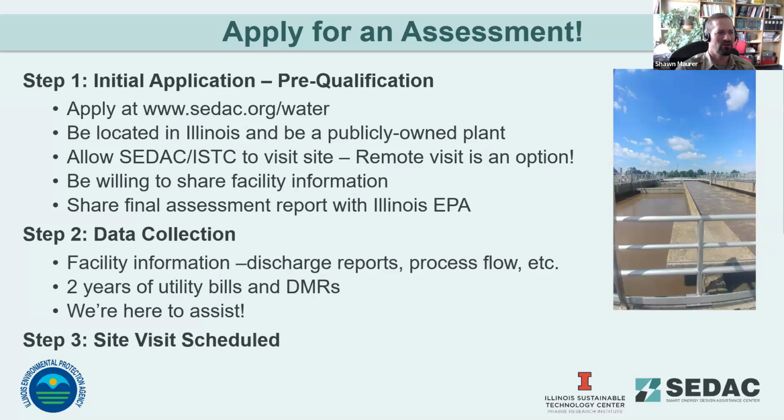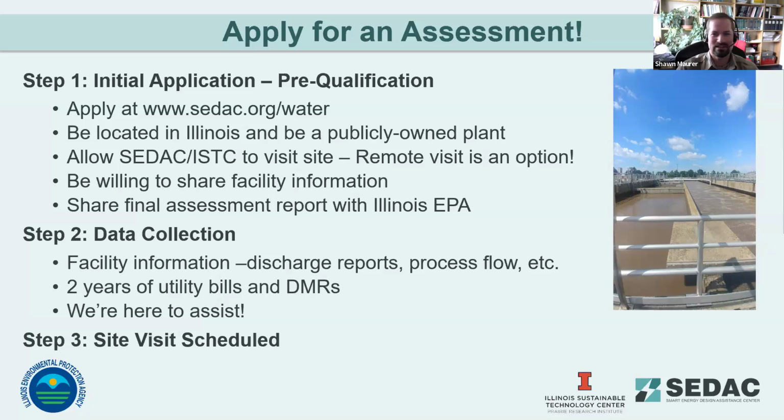You just have to be located in Illinois and be publicly owned. Provide permissions for us to come out, visit your facility, walk through, document information, gather documentation such as your DMRs, your monthly operating reports, utility bill information, nameplate information for motors, things like that that we need to conduct your assessment. And we do want you to know we share that report with the Illinois EPA Office of Energy. It's a non-regulatory report, so if we run across anything in your plant, we're not turning you in for violations or anything like that. We're just helping you become more efficient and improve your processes.